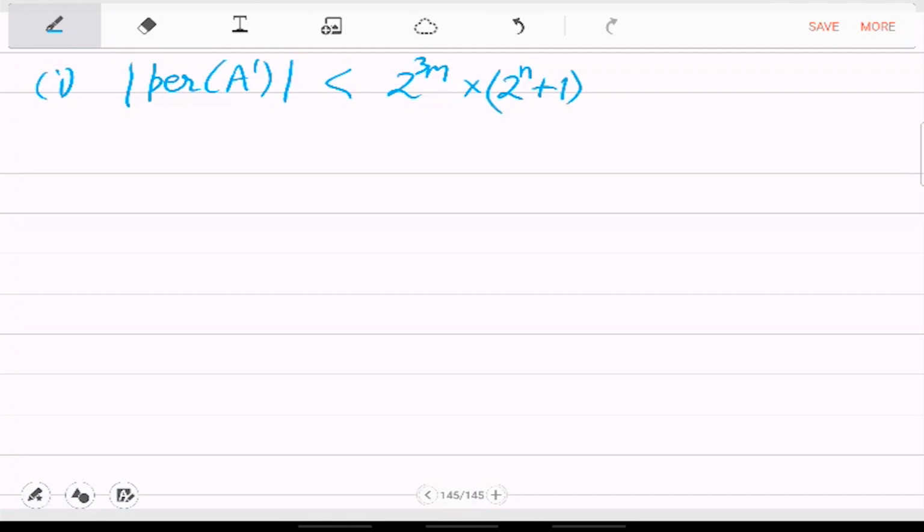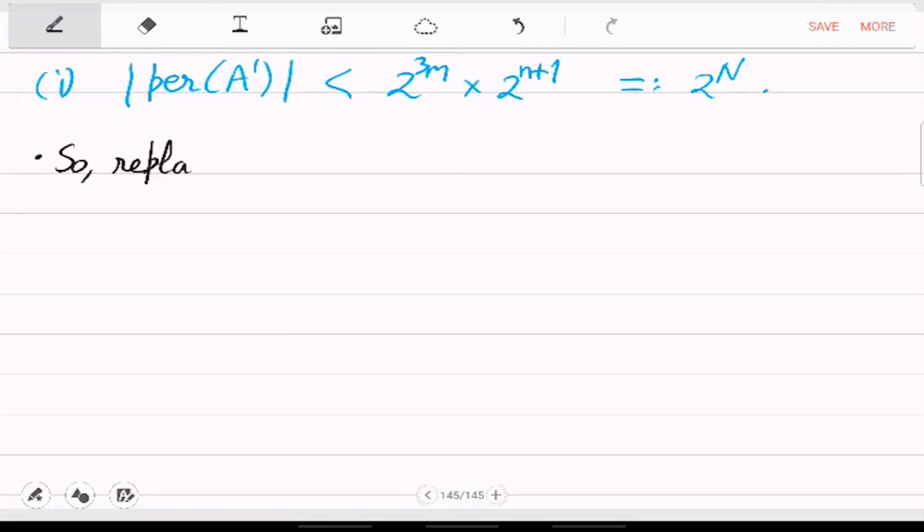So overall it is smaller than this, and let's define a big enough number, this big N. It's just 3m plus n plus 1. And then we can work modulo this power of 2.